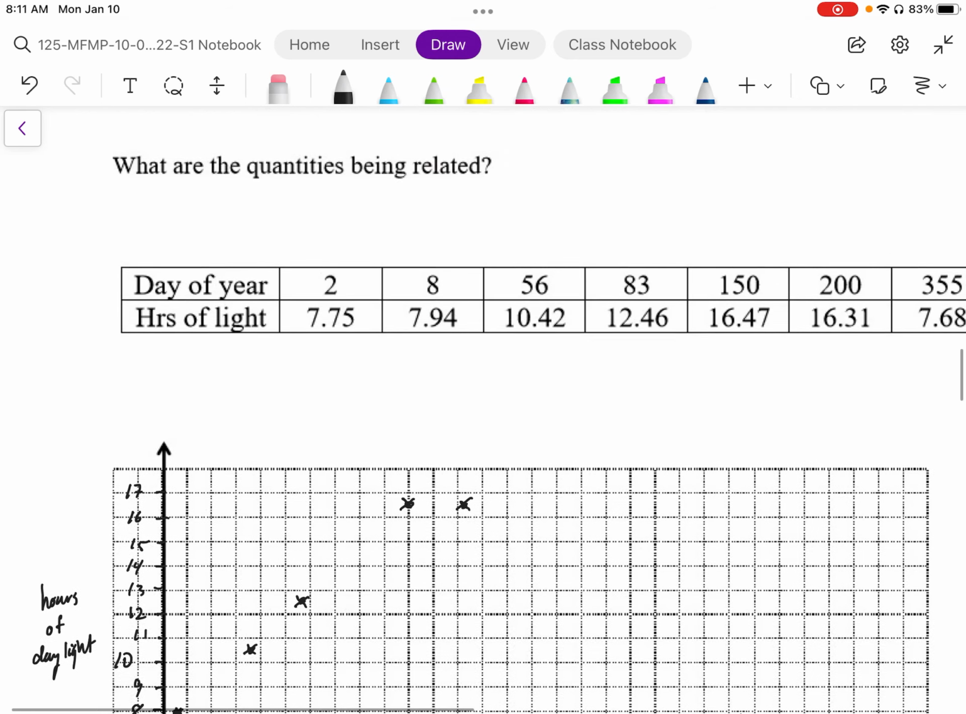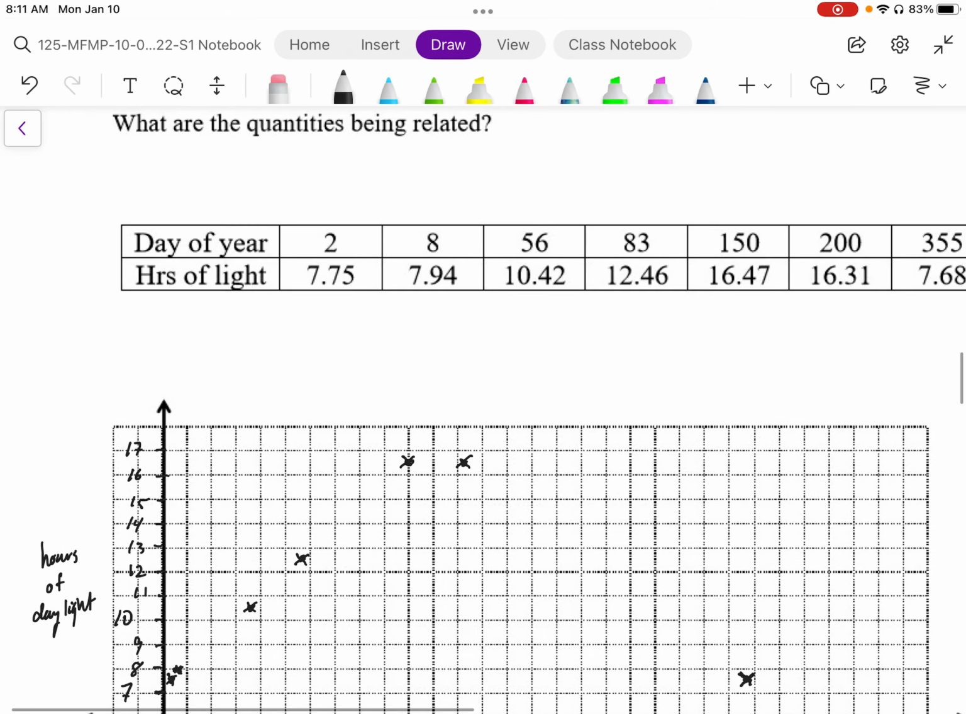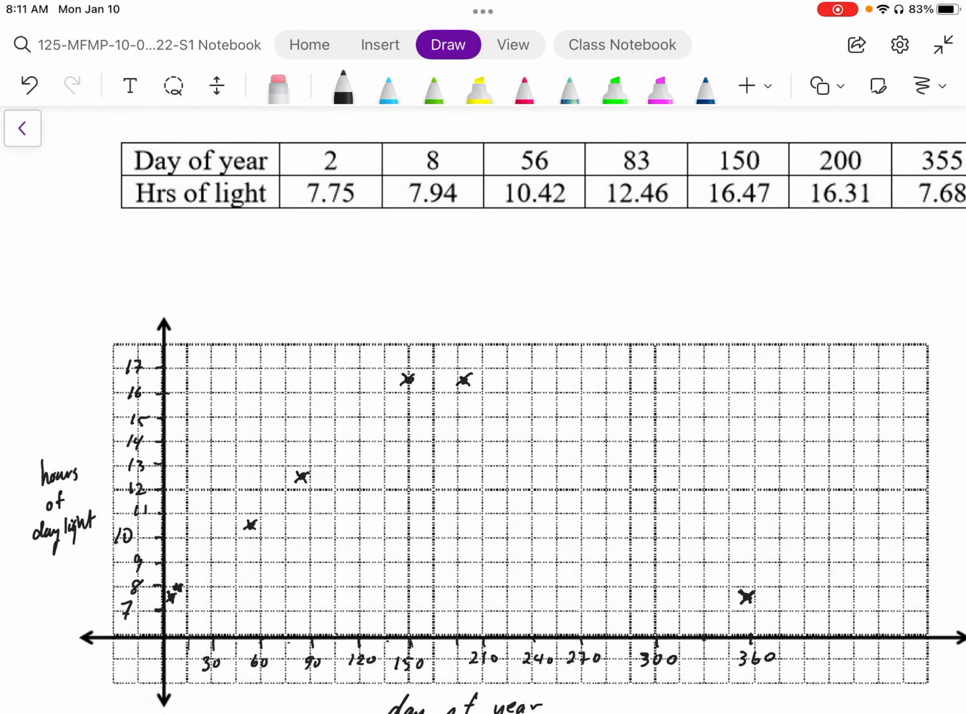It says here, describe the relationship. Well, the hours of daylight start low at the beginning of the year and go up, then come back down toward the end of the year. I'm just going to sketch that in. It goes up, levels out here, and then comes back down, giving us low hours of daylight at the end of the year. It basically goes up and down.